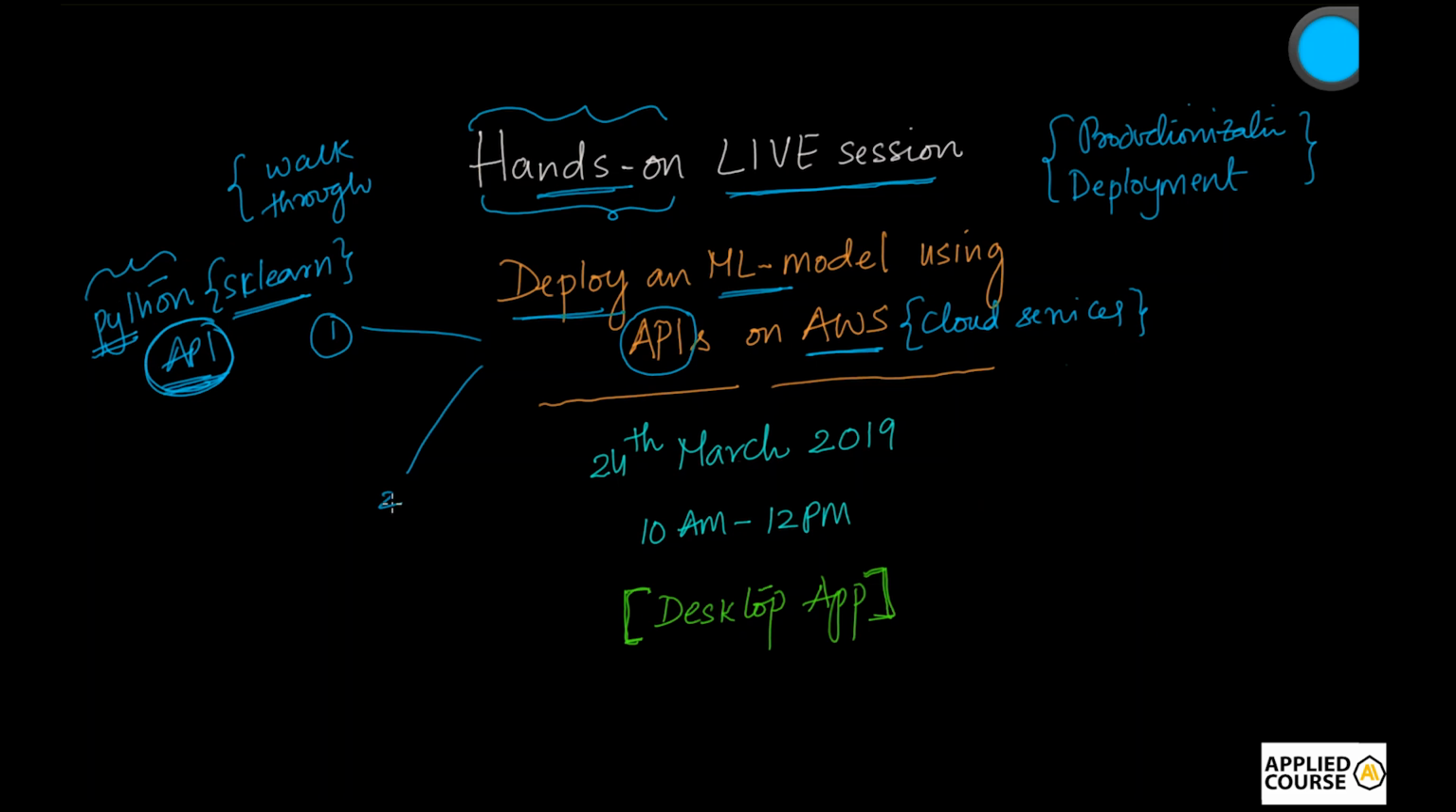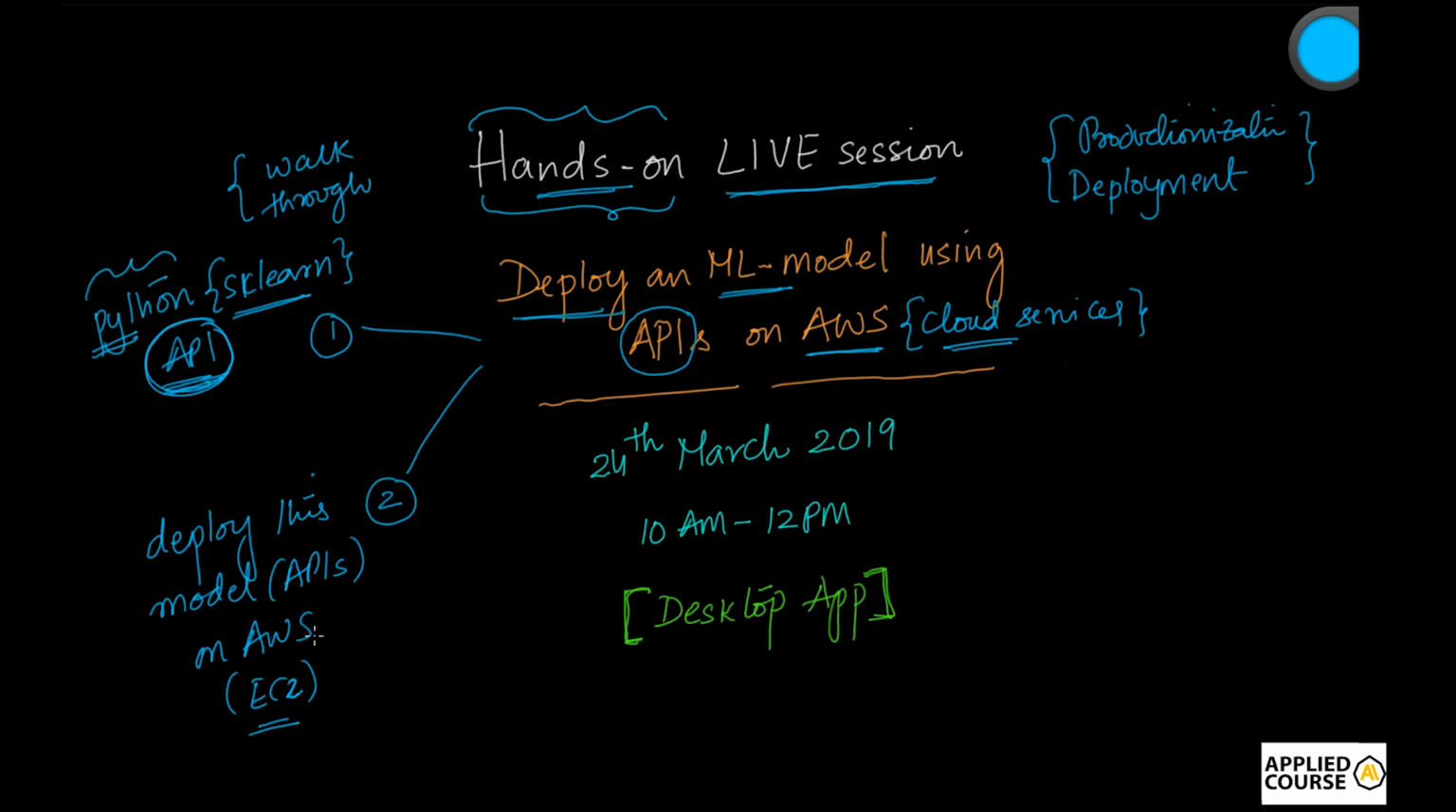That's the first part. The second part is, once you've built it, we will show you how to deploy this model using APIs, of course. So you're deploying the model using an API on one of the most popular cloud services, called AWS. We'll see how to do it using something called EC2 boxes. EC2 is Elastic Compute Cloud. It is a service on Amazon Web Services which rents computers to you at some fixed price per hour.